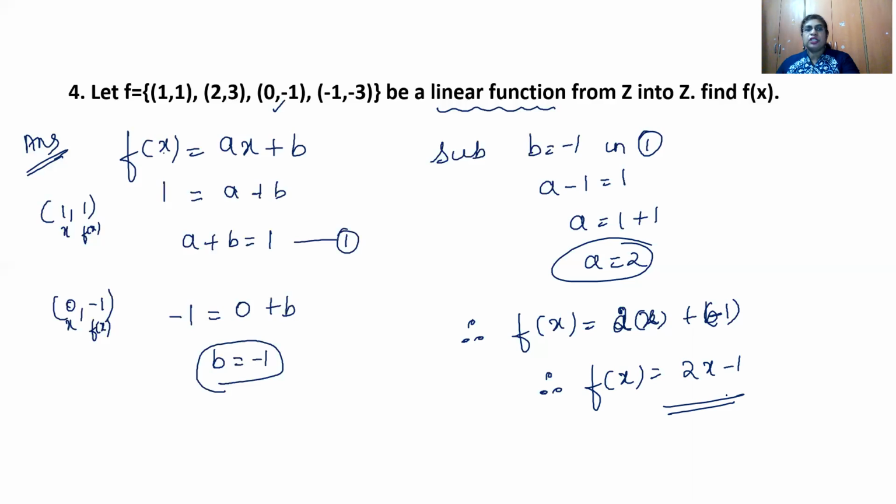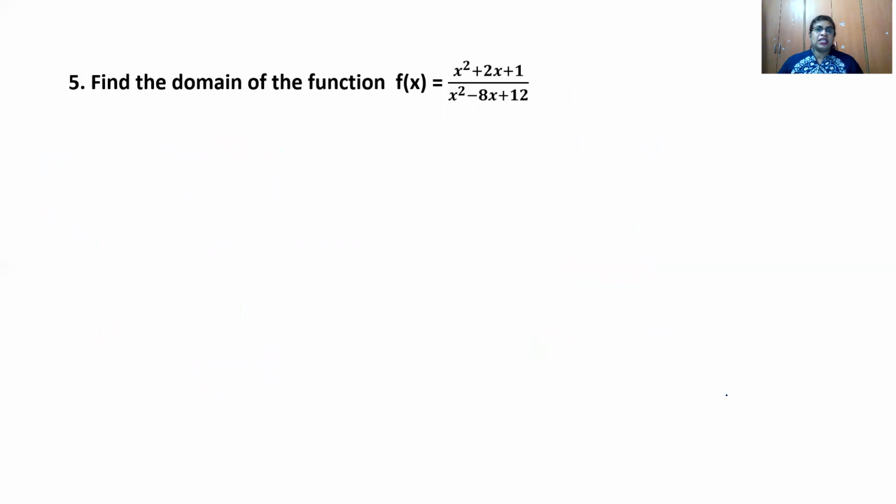Okay, let's move on to the last question. Yes, so the last question of this chapter. Find the domain of the function. Domain means where does the x value belong? And f of x is given as x square plus 2x plus 1 divided by x square minus 8x plus 12. Whenever I have a rational function, what should come to my mind? What do I take care of? That the denominator won't become 0. So I'm bothered only about when this denominator will become 0.